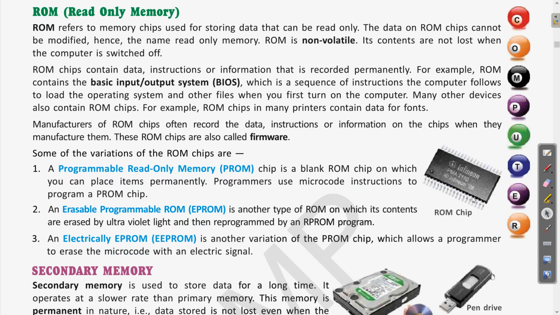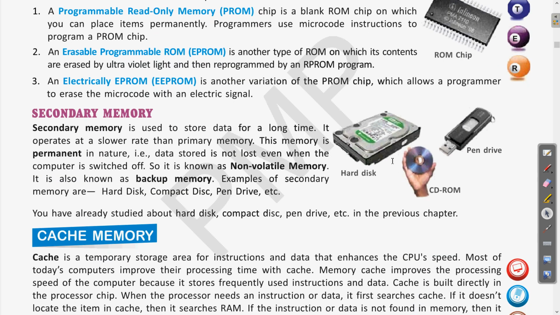So now we have seen the two types of primary memory, that is RAM and ROM. Now we are going to see the next type of memory, that is secondary memory. Secondary memory, we have also seen a few things about it. Let us read it now. So secondary memory is used to store the data for a long time.